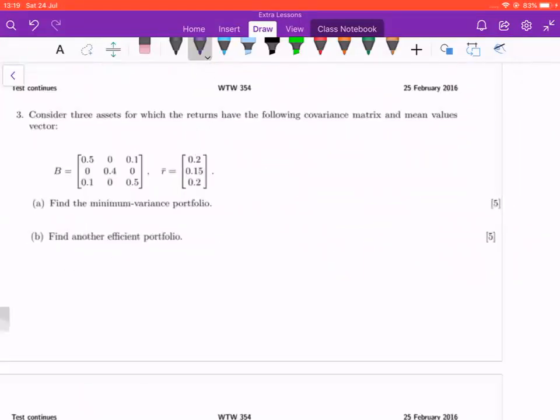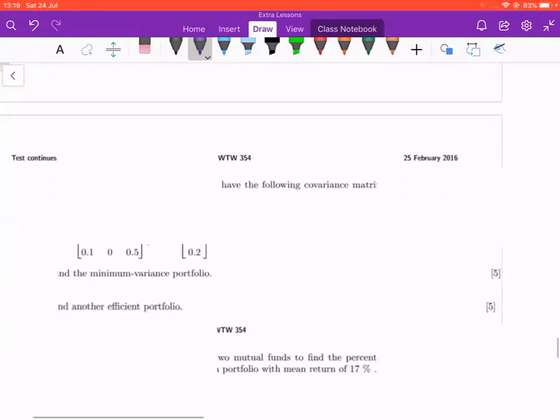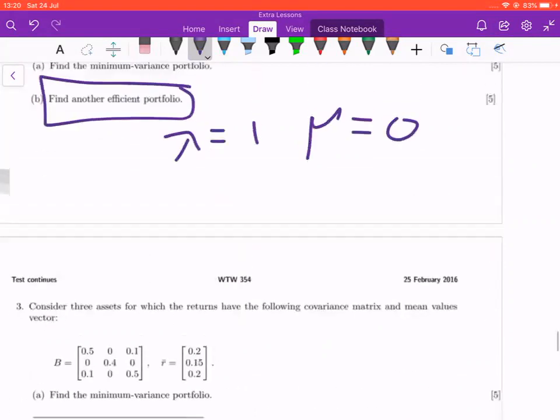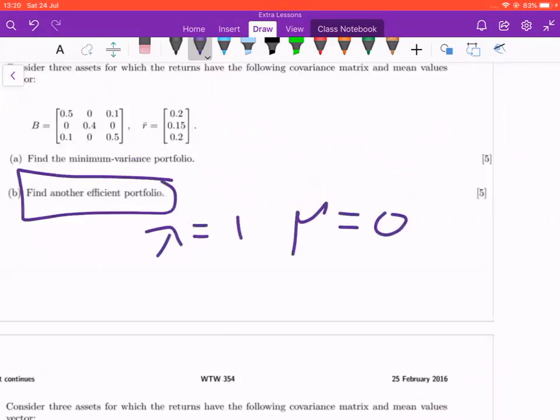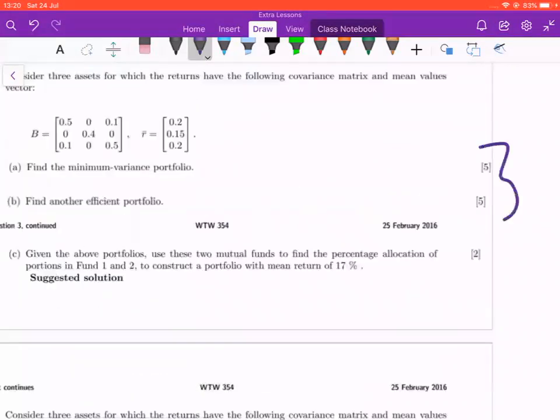They can say find another efficient frontier. So this is when you let lambda equals 1 and then mu equals 0. And then you solve it too. Given the above portfolio, use the two-fund theorem. Okay, and then you're going to use your two-fund theorem. To answer this question, you need to have done both of these questions, right?